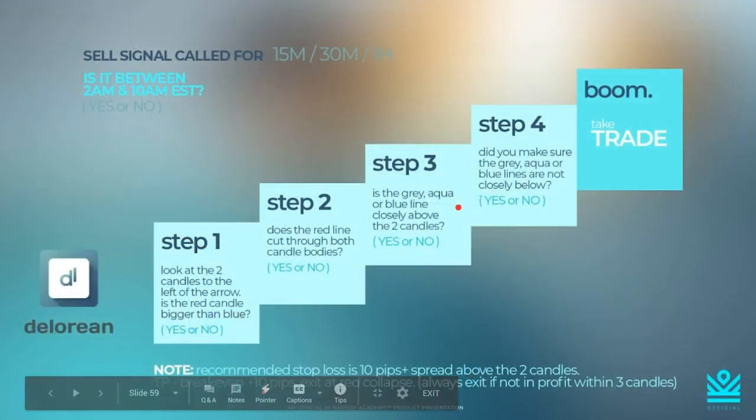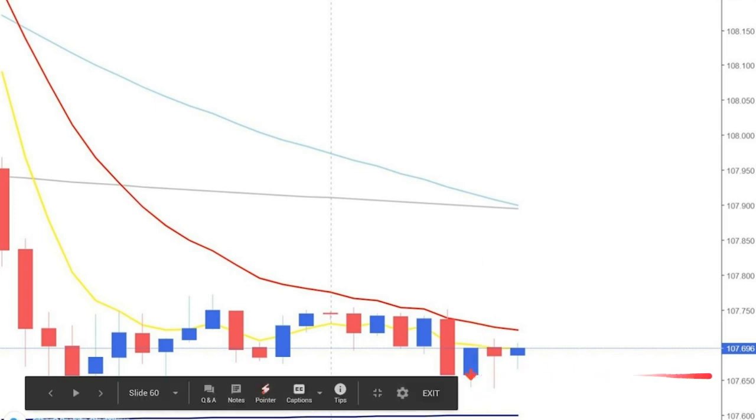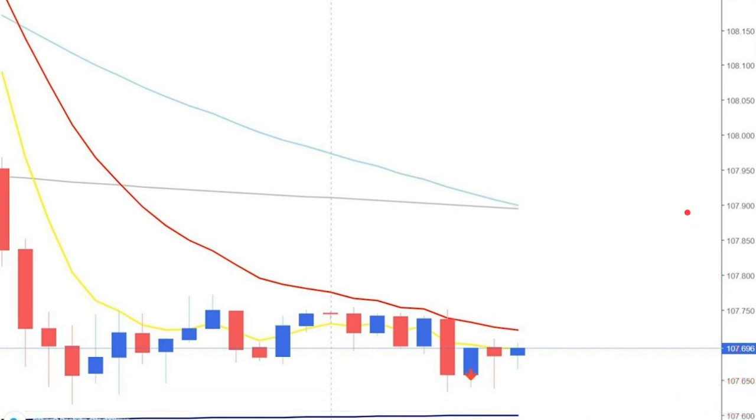Did you make sure the gray, aqua, or blue line are not closely below? Take a look at that blue on the very bottom of your chart. Right there, you see, this is at 107.65. The blue is sitting at 107.60. That's a 5 pip gap. That is too close. That is too close.